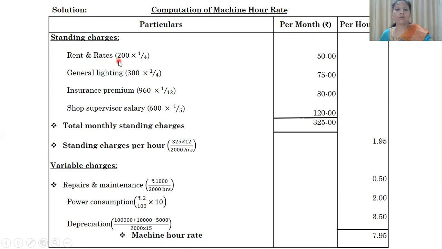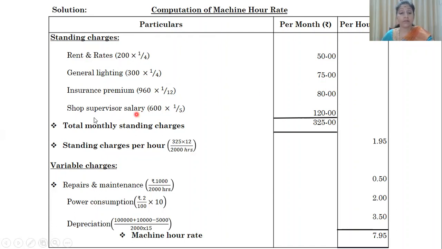So one-fourth of 200 we will get 50. Rent for this machine is 50. Then general lighting common to all 4 machines: 300 into 1/4, one portion of general lighting for this machine, will get rupees 75.